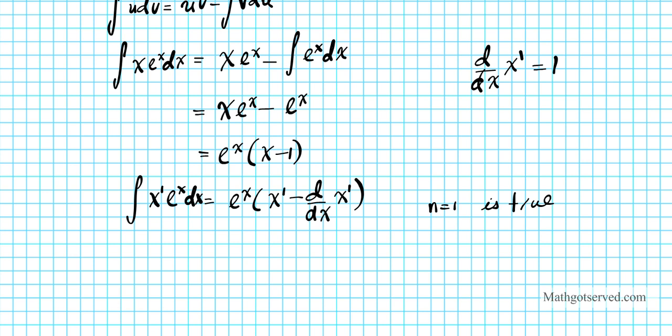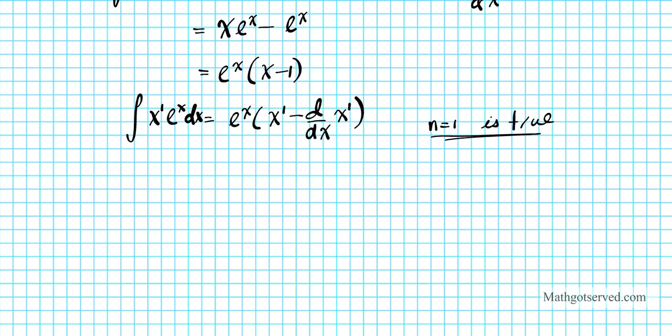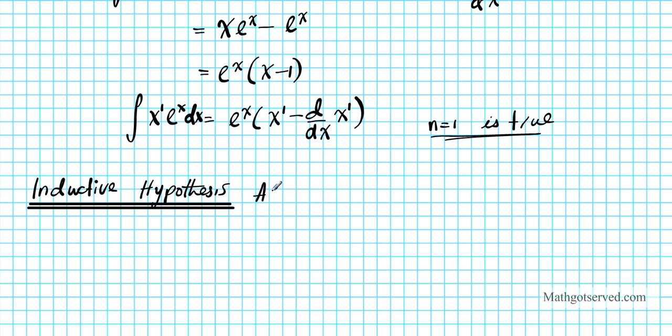Okay? Now we have a solid foundation. Now we're ready to make our inductive hypothesis. Alright, so let's go ahead and make our inductive hypothesis. For the inductive hypothesis, we're going to assume that the statement is true for some n, namely n equals k. Okay? So we're going to assume the equation or the formula as a statement is true for n equals k.